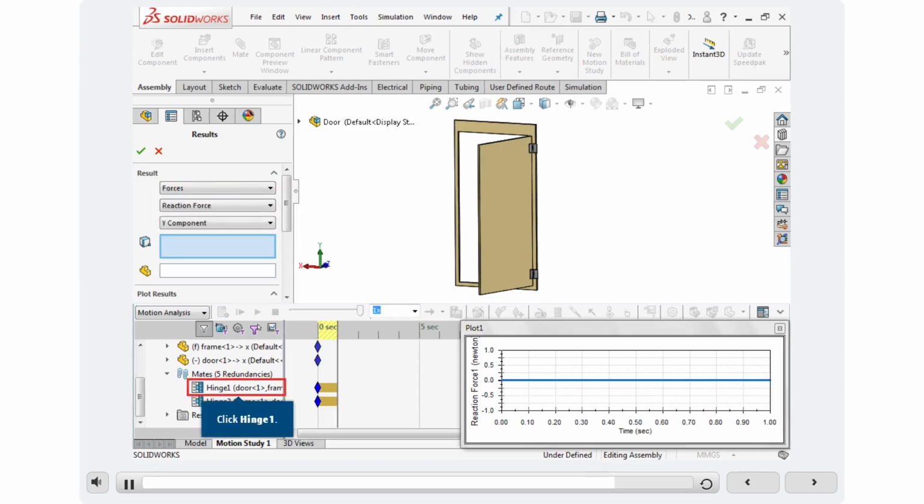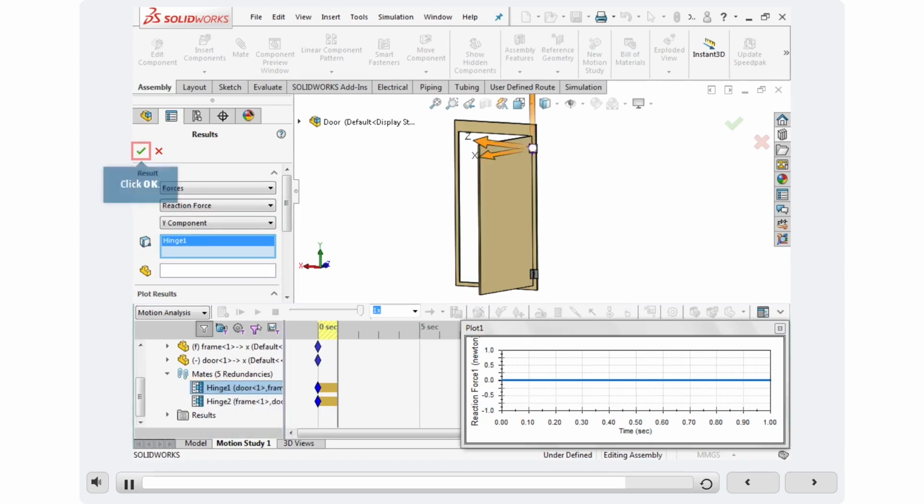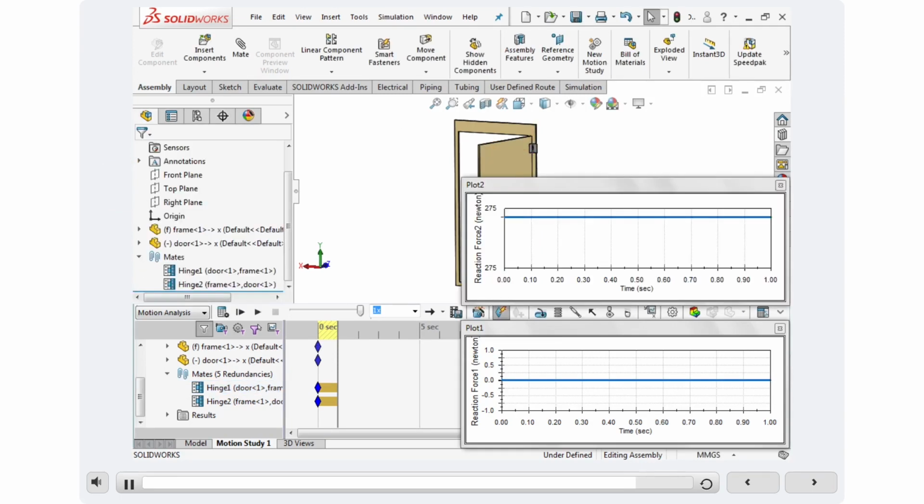Select the first hinge mate from the motion tree. Click OK. On the first hinge mate, the reaction force is 274.8 newtons. It can be seen that one hinge mate carries the full force of 274.8 newtons, while the other one carries no load. The distribution of the forces between the two hinges is incorrect.